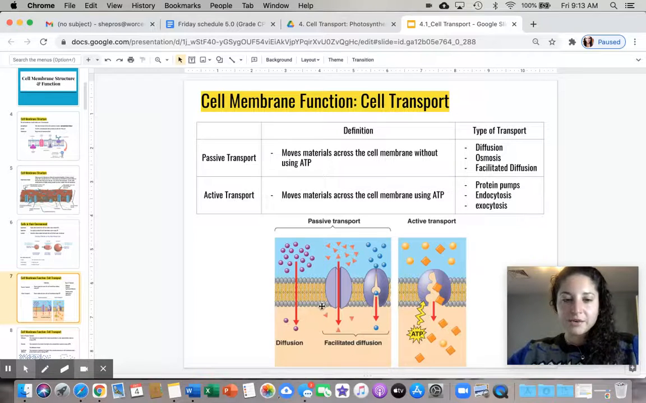These pictures down here are here to help illustrate these different types of transport. For passive transport, remember there's no ATP required. In this type, diffusion, molecules can pass directly through the phospholipid bilayer. And then we have facilitated diffusion.